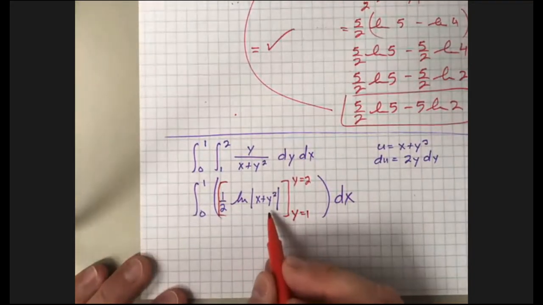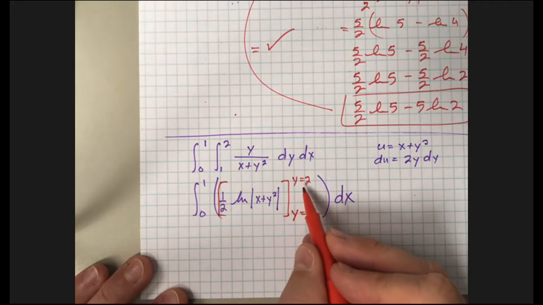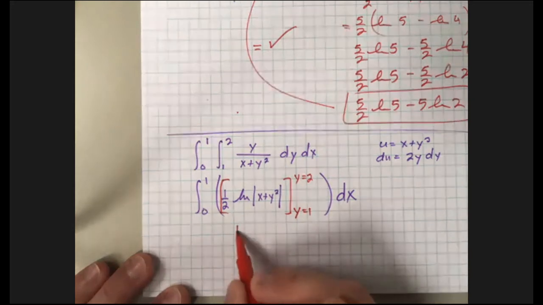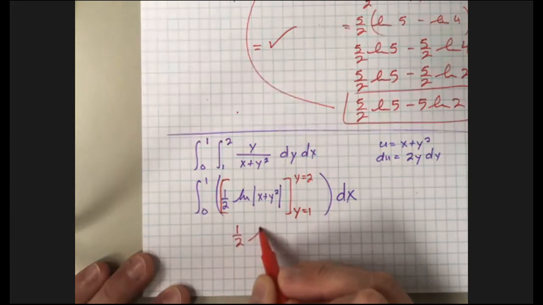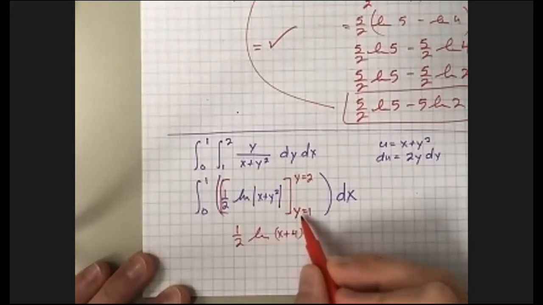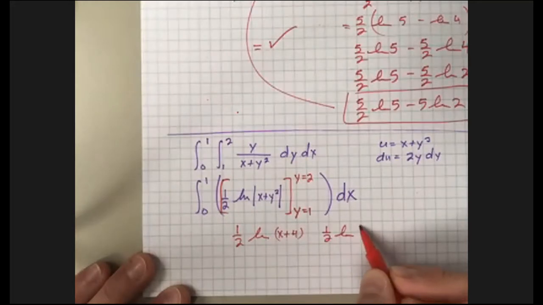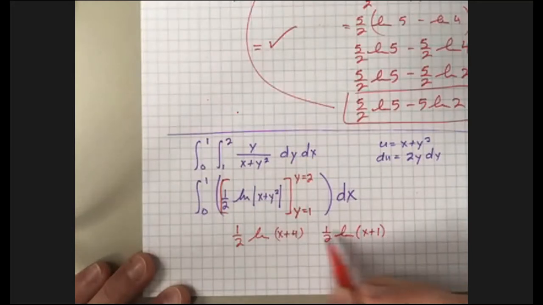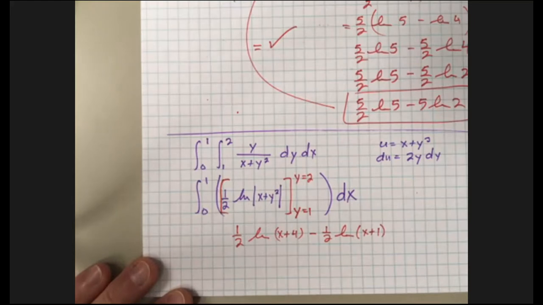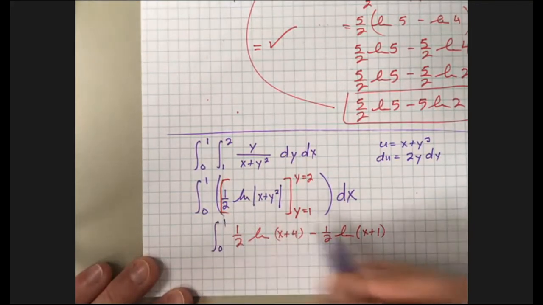The absolute values, again, in this region, are not going to be necessary because this is always positive. But when I plug in y equals 2, I get 1 half natural log x plus 4. And when I plug in y equals 1, I get 1 half natural log x plus 1. I'm subtracting them. And now I have to evaluate from 0 to 1 with respect to x.